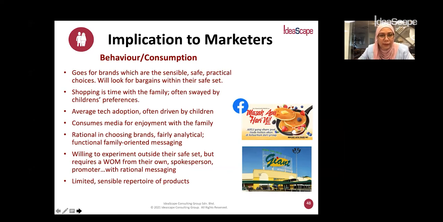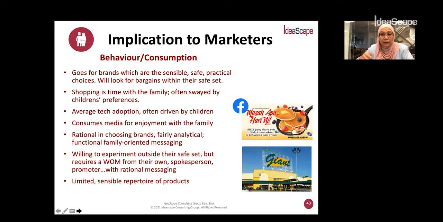Comfortable and familiar to them. So they would go for brands that are sensible, safe, practical, and market. They will look for prices, so online shopping is their place. And when they do go out, it's more about family time. It's more about let's go and play at the playground together.